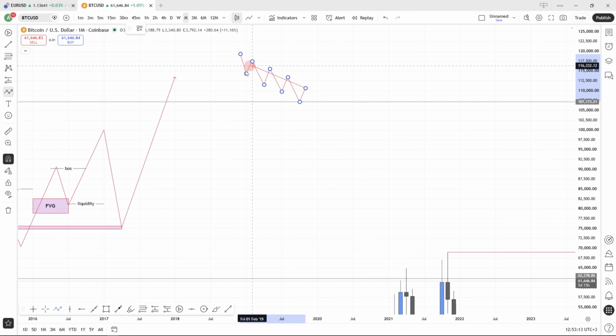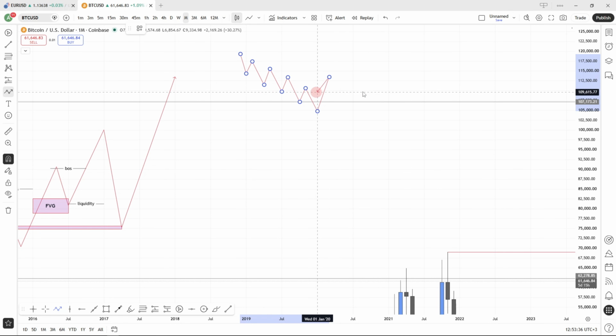Breaking structure to the downside, breaking structure right here to the downside, and then breaking structure to the downside. Now what happens when we have this kind of price action, and then price comes out and takes out this? Some guys can call this what? A market structure shift. Once we've had this break of structure, then this kind of shift, people can call it a market structure shift.